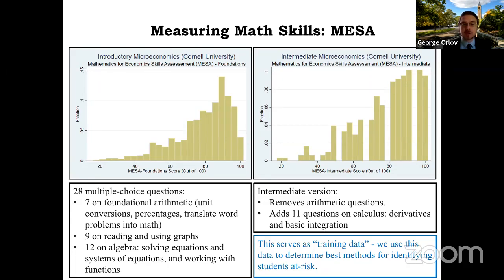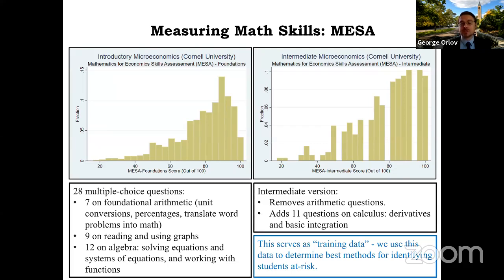And this is something which is really important if you think of your supply-demand models. We can think of solving equations, systems of equations, and working with functions in general. Then we updated, moving on to the next level, to the MESA Intermediate, we added questions on calculus. So there are 11 questions on derivatives and basic integration. But at the same time, we removed the arithmetic questions.